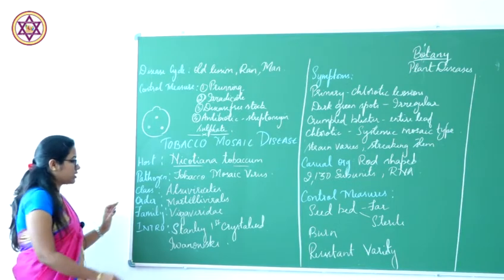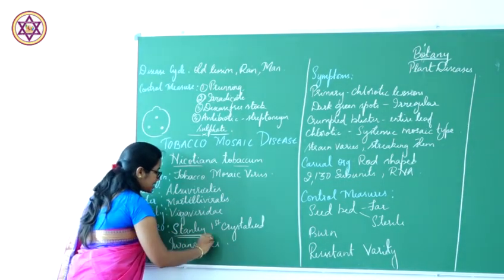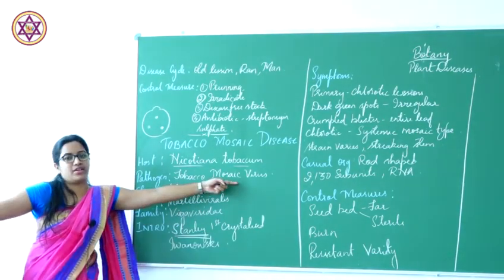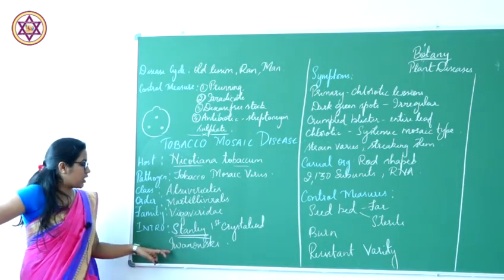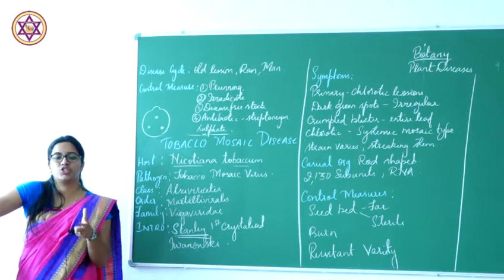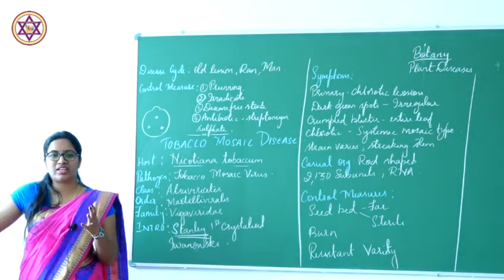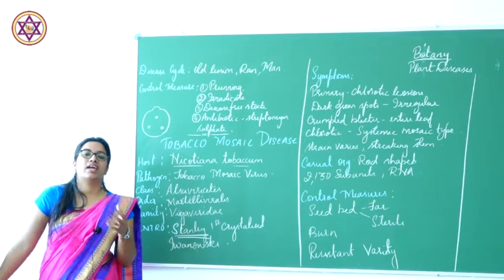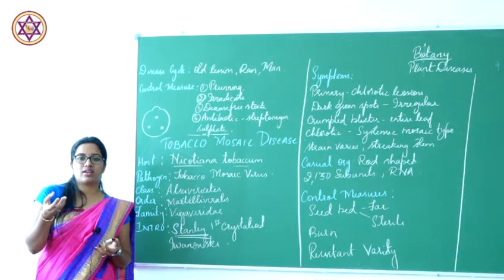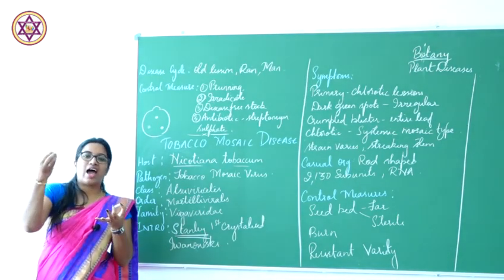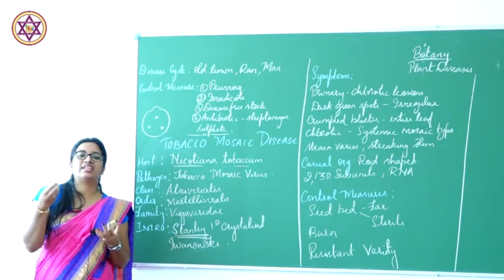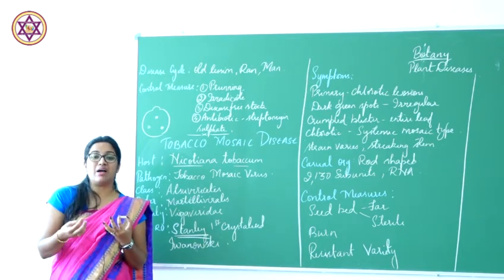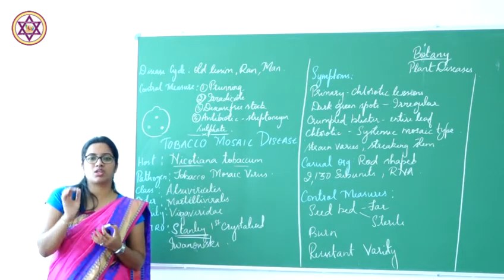So in the introduction, for the first time Stanley was the person who crystallized this virus. Okay, so it was Iwanowski who first showed that when the tobacco leaves were crushed and the extract was taken, once this extract had passed through the bacterial proof filter, still they were showing some kind of symptoms on the healthy plant.